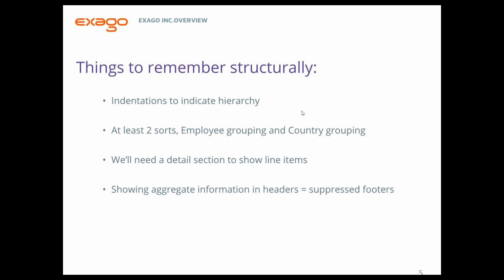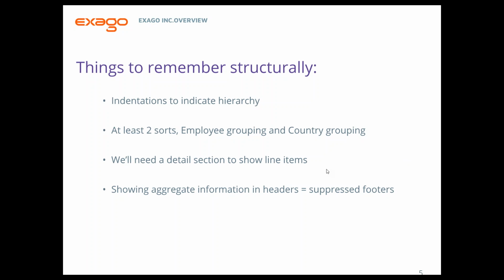So we're going to want to indent initially on that first one, but also to illustrate the hierarchy on the second grouping, that country grouping. We need at least two sorts, on employee and on country, since we saw individual groups. We know that we need sorts to make groups in Exago, so that's going to be something we need to consider.